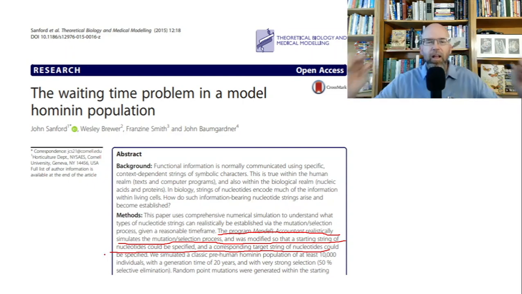I'm going to lose you if I keep reading this. The point here is he used Mendel's Accountant in order to quantify the effects of mutations pushed out into the future on human populations, and he comes to the conclusion that we're all doomed, right?